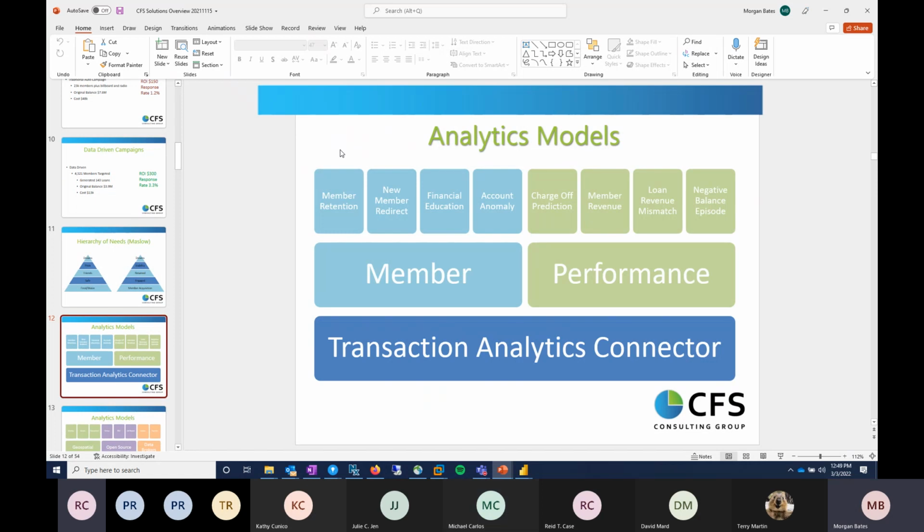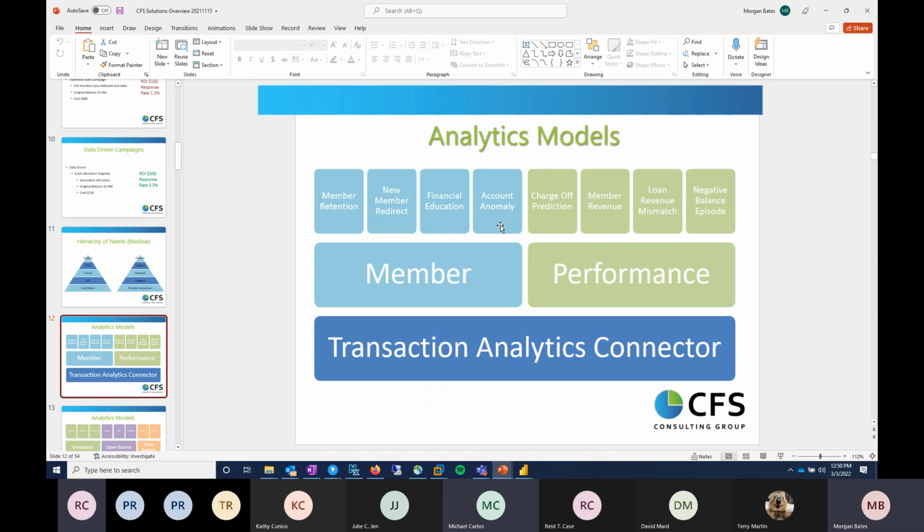Because what we found is that some credit unions would go, I've got to do member retention today. I couldn't care less about predicting which loans are going to charge off. My charge-offs are so small, I couldn't care less. So it's just à la carte, and they pick which ones are important to them, right? Which is great. For example, we may be focusing on member retention this year, but next year, after we have a program in place and we're pretty good about our member retention, we might focus on member revenue, right?